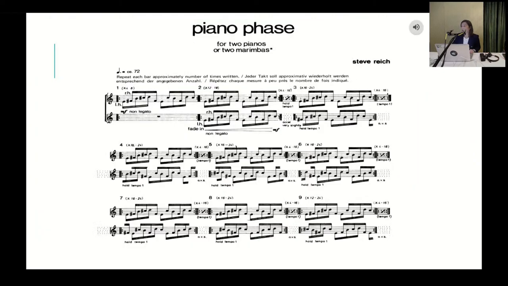I'm sure a lot of y'all will know this. It's Piano Phase. As you can see here, this is the basic material here. And Reich wanted to find a new way of working with repetition as a musical technique. So let's just listen to this. I think it's easier when we actually listen to this piece.